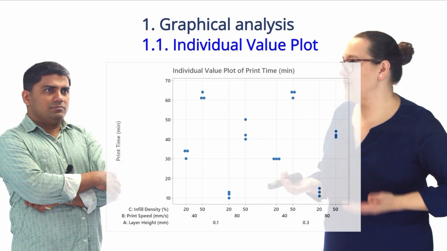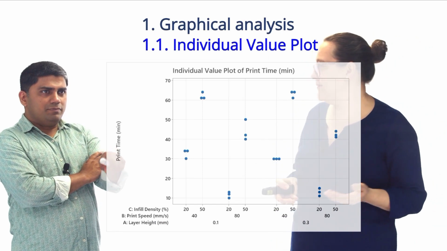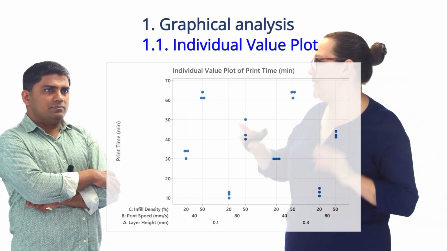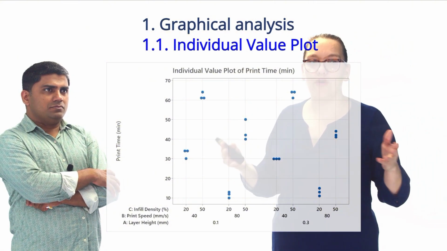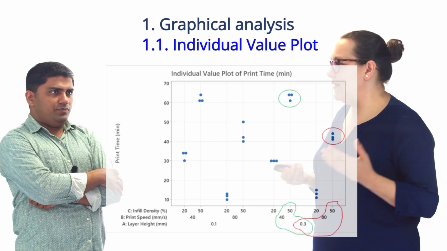Okay, so here we have the individual value plot for print time. You can see it in the y-axis. So here is showing the print time for the different combinations of your experiment. Here, I mark 2 different groups.